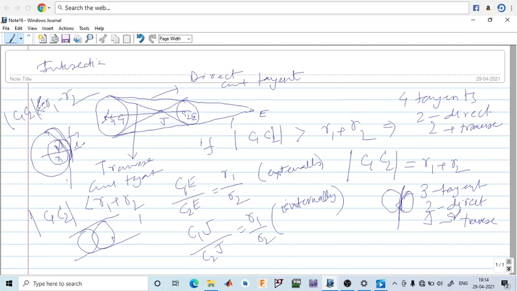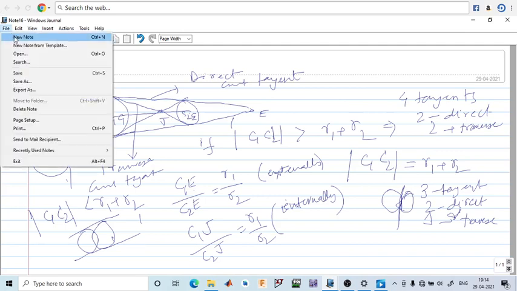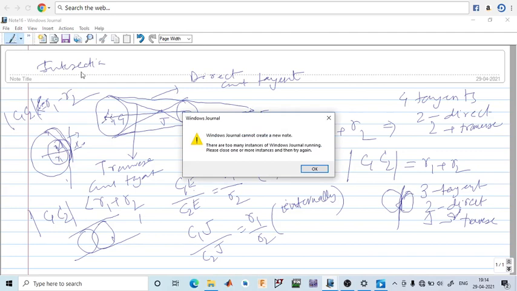Now let us go to the part length of the common tangent. We will always calculate for the direct common tangent, because for the direct common tangent the calculation is possible, right?